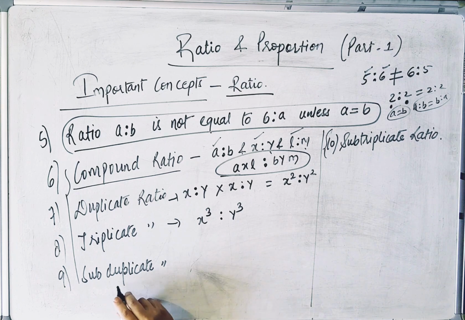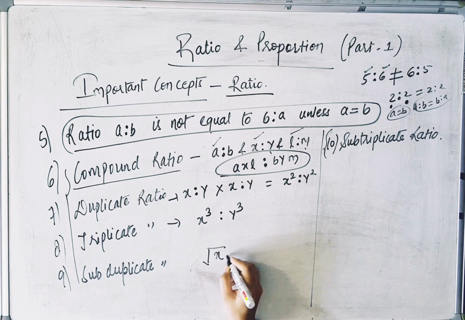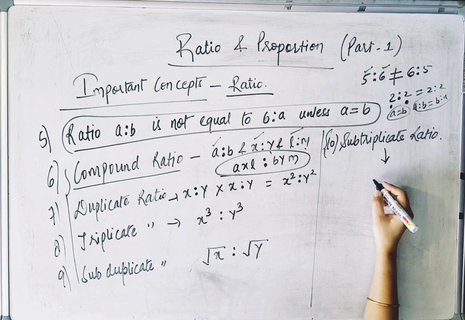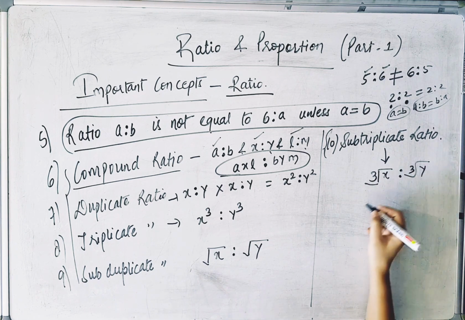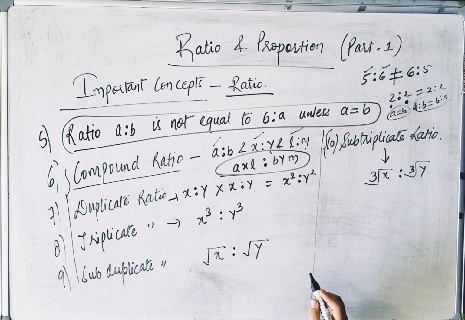But if in the question it is given that we have to find the subduplicate ratio, subduplicate ratio means whatever ratio is given in the question, we find its square root: square root of x is to square root of y. Similarly, subtriplicate ratio is cube root of x is to cube root of y. So these are certain ratios which are very important and very helpful. Now we'll be seeing the questions related to the concept.